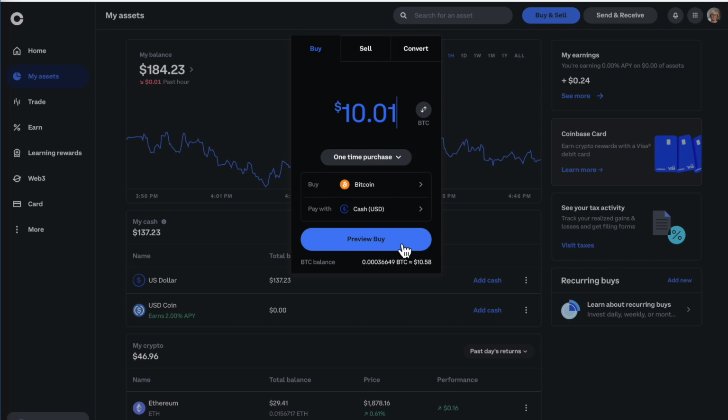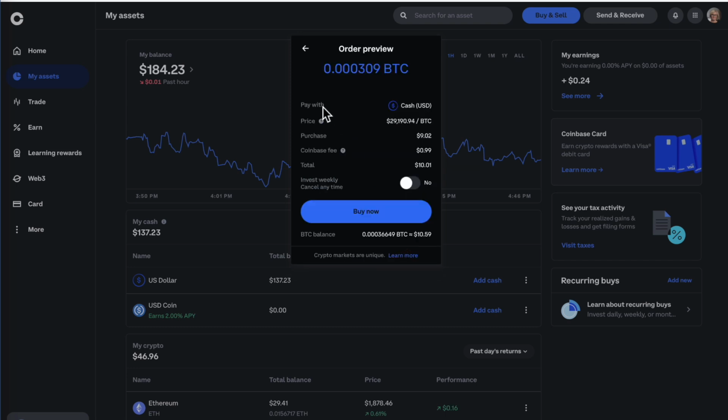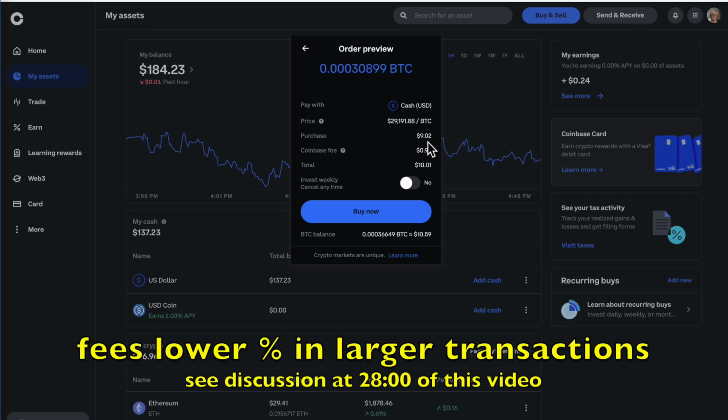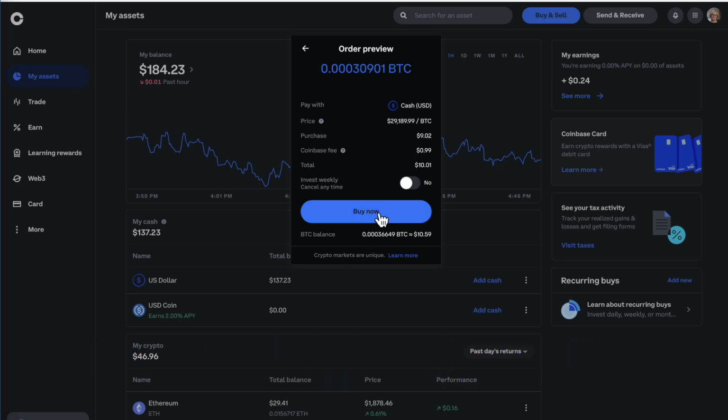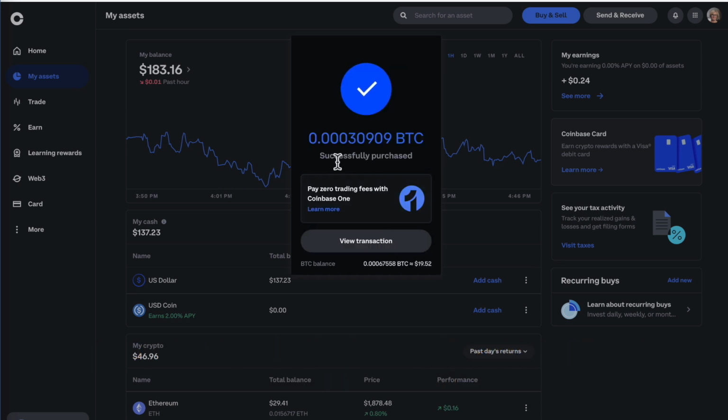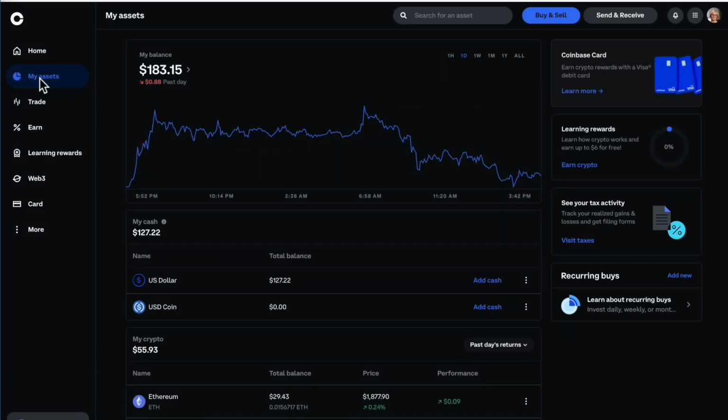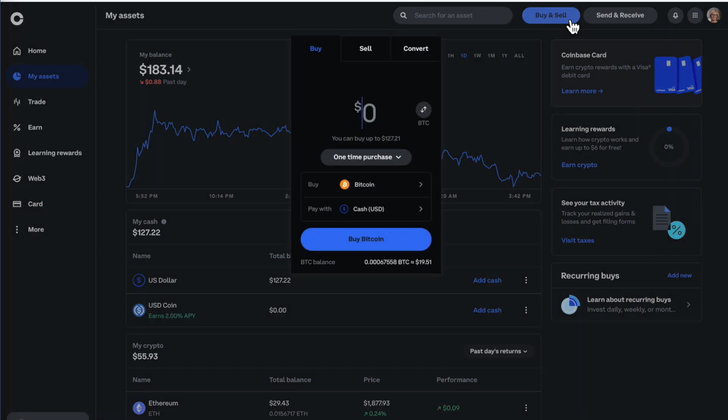So I would click here, preview the buy. It says I'm paying with cash. It's showing me the current price. So my purchase would be $9.02. Why is that? Because the Coinbase fee is 99 cents. So that is, as you can see, about 10%. Then I click buy now, and then successfully purchased.